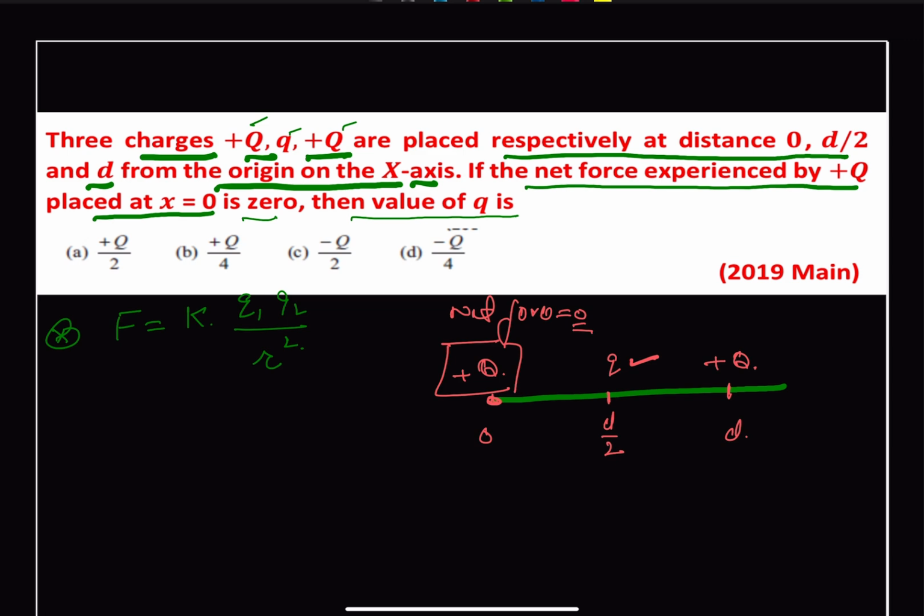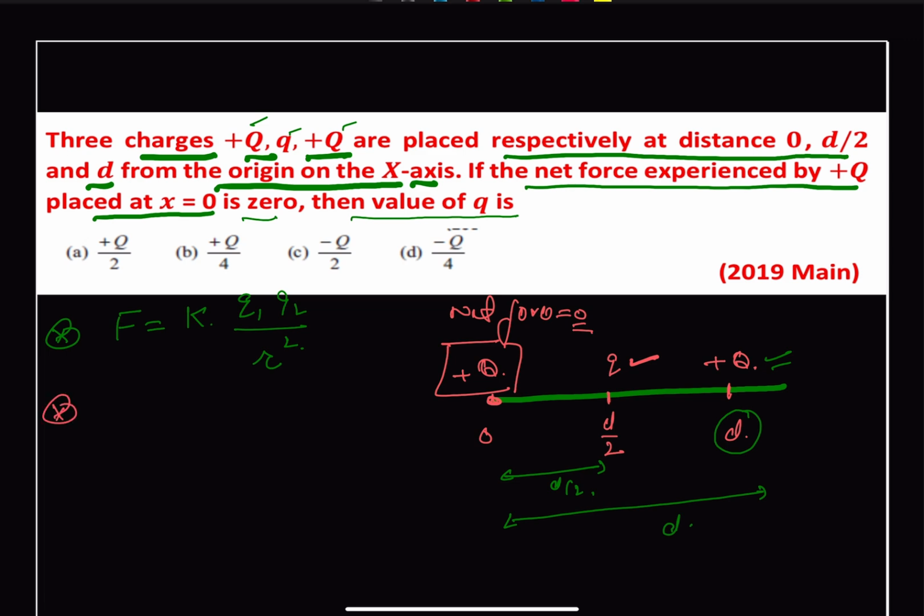So let us find out the force acting on the charge at the origin, because this distance will be our d by 2 and this distance will be our d. Okay, so let us first of all find out the force because of this charge, which is at d.